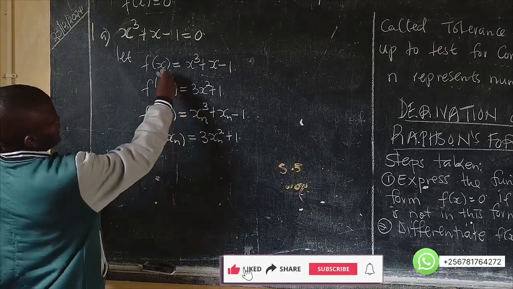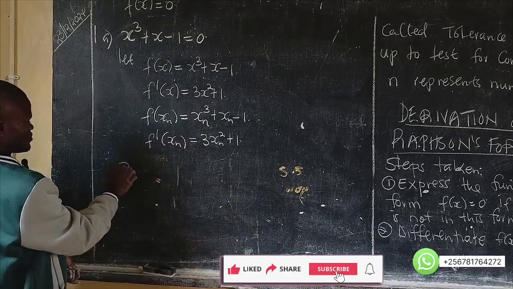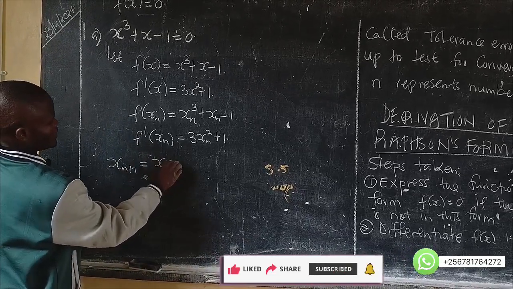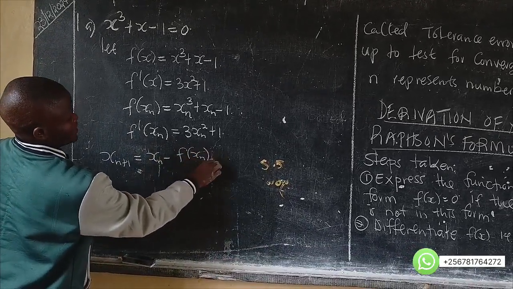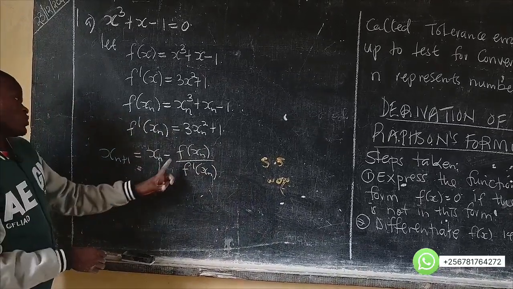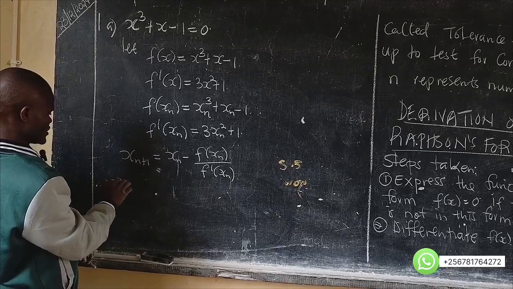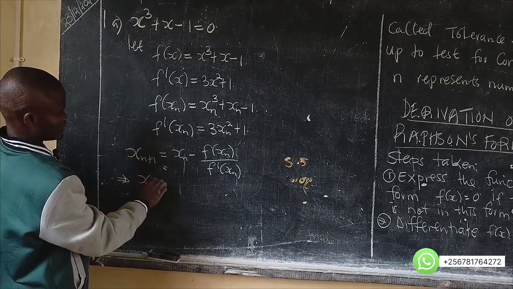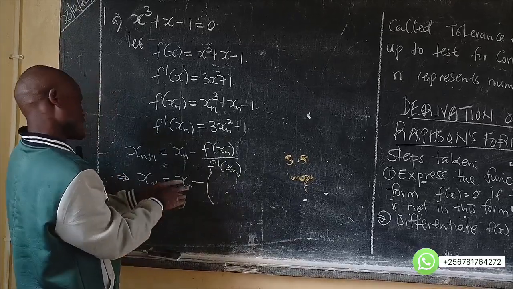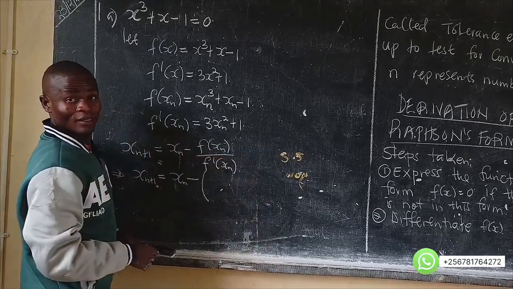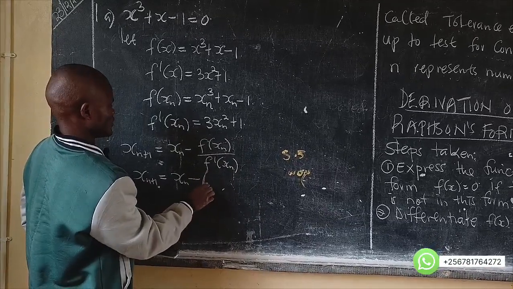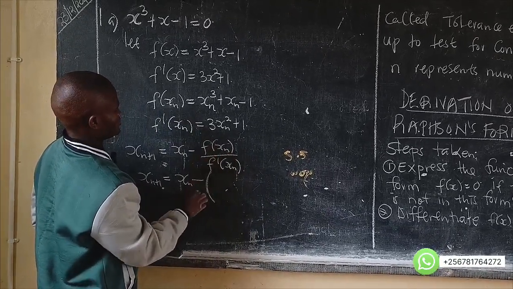So after achieving all this, you now quote the formula which says xn plus 1 is given by xn minus f of xn over the first derivative of f at xn. What is next is now to substitute. So this implies that xn plus 1 is going to be xn minus, remember this negative simply subtracts all these terms. So don't be misguided on how you substitute.